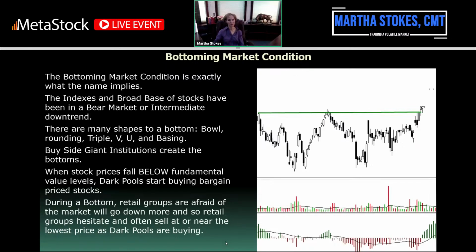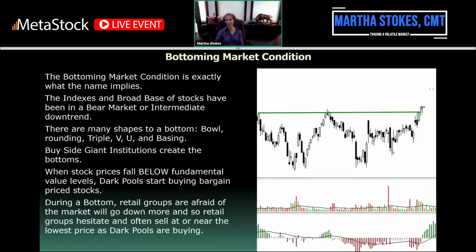And so retail groups hesitate and often sell at or near the lowest price the dark pools are buying, or they're trying to sell short. It's like, please don't do this. This high volume is HFT, okay? Or a memes group. Since there was no gap, I would say this is a memes group, super high. They don't know what they're doing. They're trying to sell short.